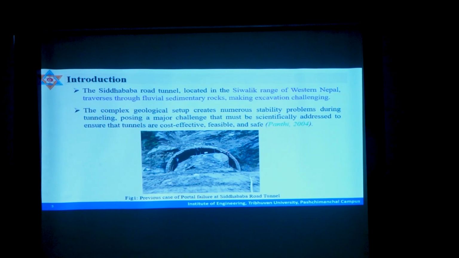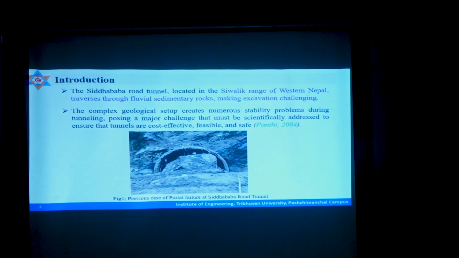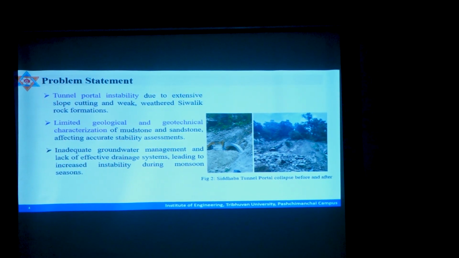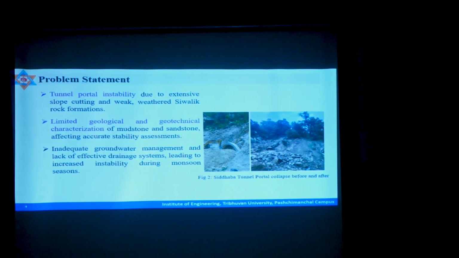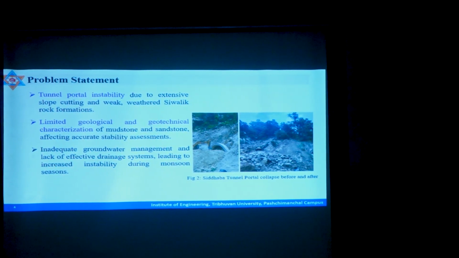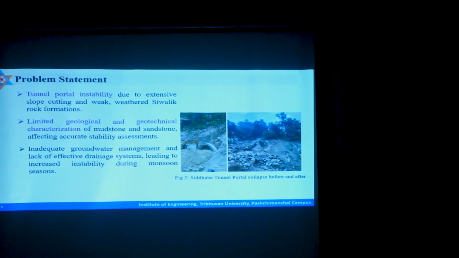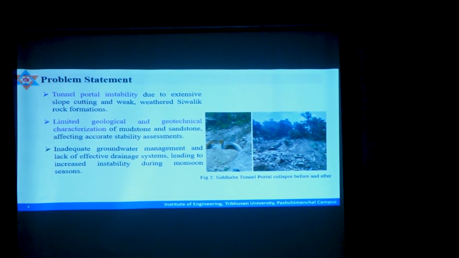This is the previous case of portal failure. Problem statement: there is portal instability due to extensive slope cutting and weak weathered rock formations. Limited geological and geotechnical characterization of mudstone and sandstone, affecting accurate stability assessment. Inadequate groundwater management and lack of effective drainage system, leading to increased instability during monsoon season.